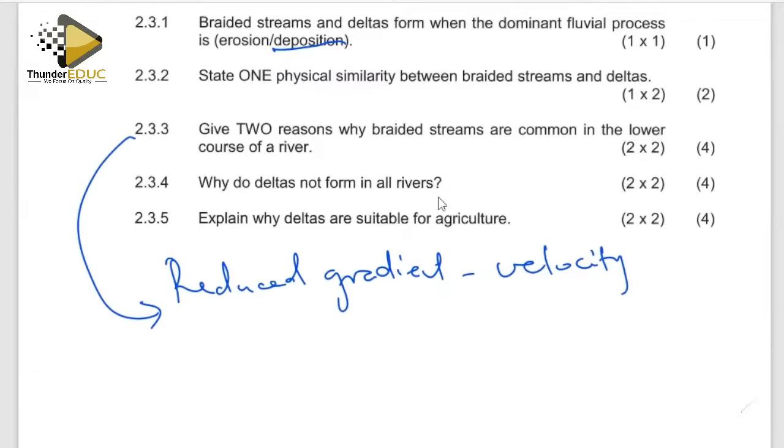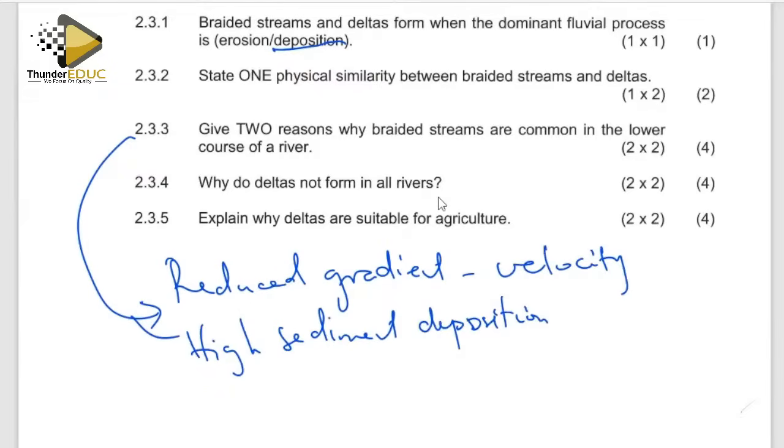And for that reason, we have high sediment deposition. Deposition happens whenever the river's energy to transport load falls below the minimum required. The river becomes overwhelmed in transporting the load.